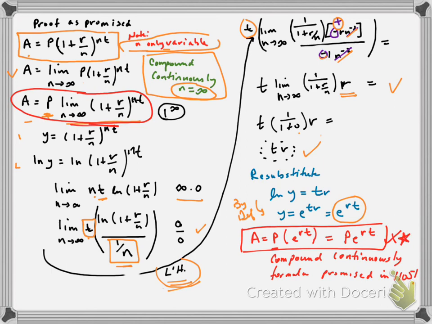So even though we have a disease going around, I lived up to my promises. I've shown you how the compound interest continuously formula turns into p times e to the rt power. Hooray for me. All right, I am done for this moment. I need a break.